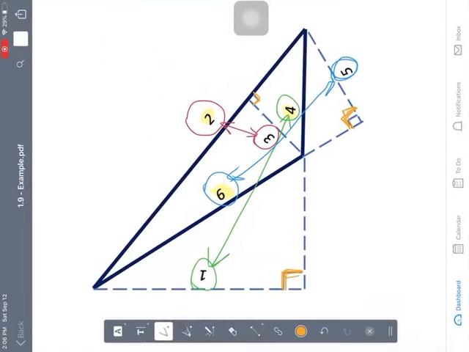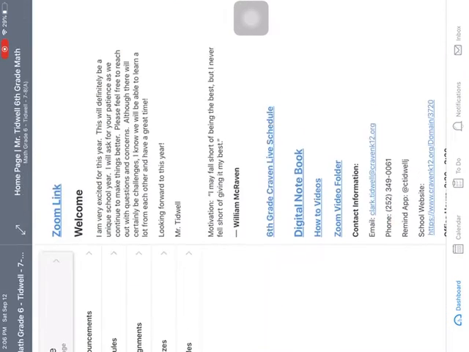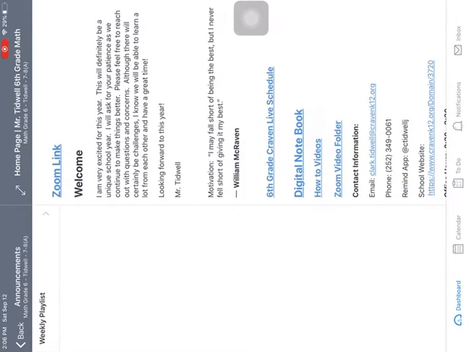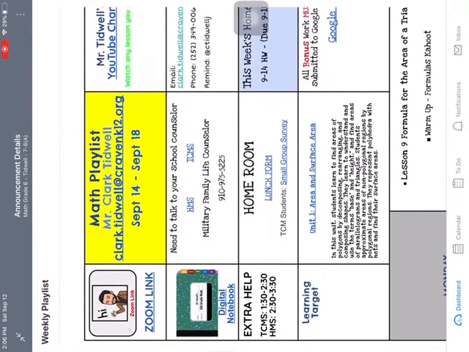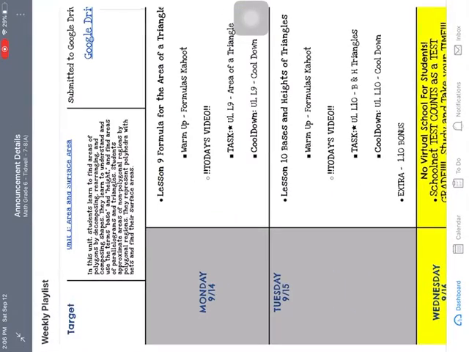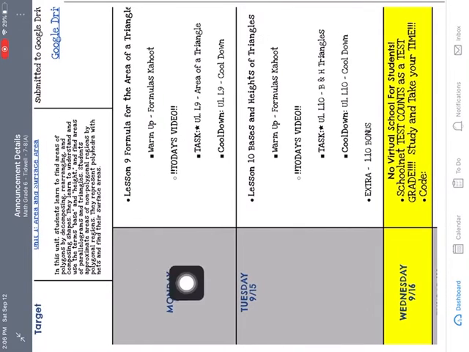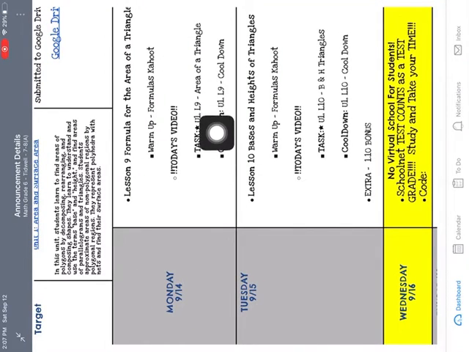Now I am going to go back to our Canvas lesson for today. And there's several ways we can do this. Like I said, we can see here on our weekly playlist, we are on Monday the 14th, and we can see our task for today. Our task is Unit 1, Lesson 9, area of a triangle. So that is our task.